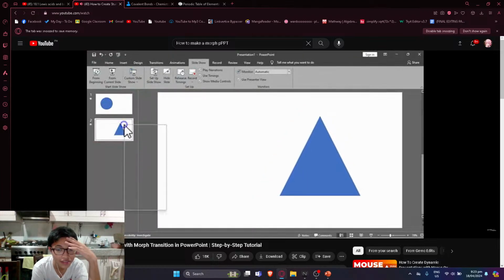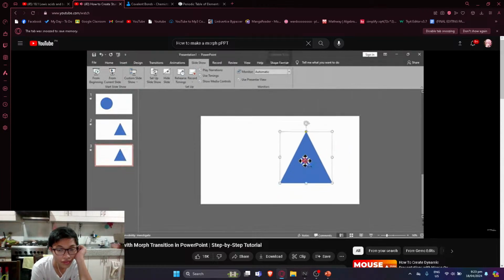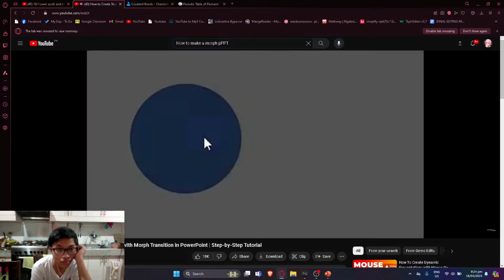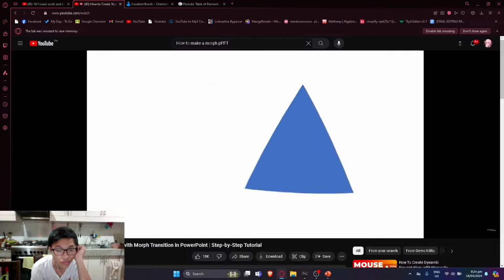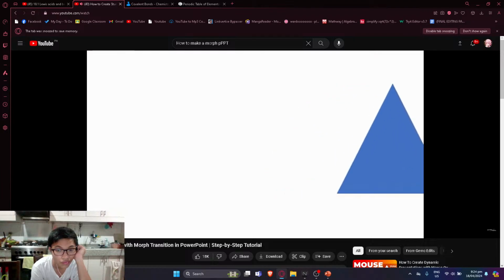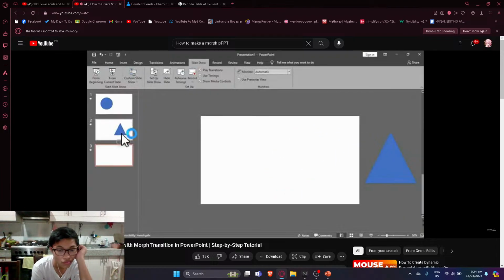Now, to enable the triangle to exit, we will duplicate the second slide. To accomplish this, we will move the triangle to the right, beyond the slide, under slide 3. As you can see, the triangle in slide 2 is on the right side of the slide, and the triangle in the third slide is outside the slide. So here is the final outcome: from circle in slide 1 to triangle in slide 2, and the triangle will exit in slide 3.